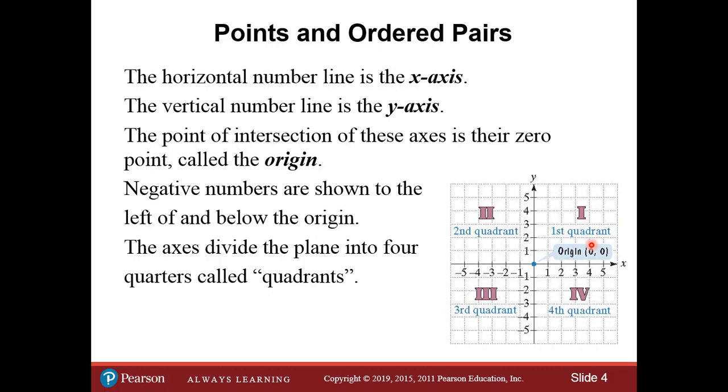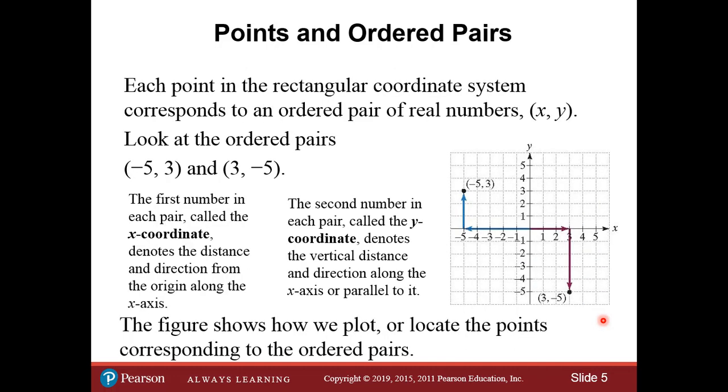If the x is negative and the y is positive, then you're in the second quadrant. If they're both negative, you're in the third quadrant. And if x is positive but y is negative, then you're in the fourth quadrant. Just by looking at the combination of signs for the ordered pair, you can tell which quadrant you're located in.